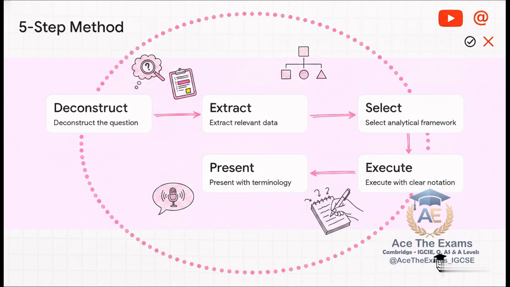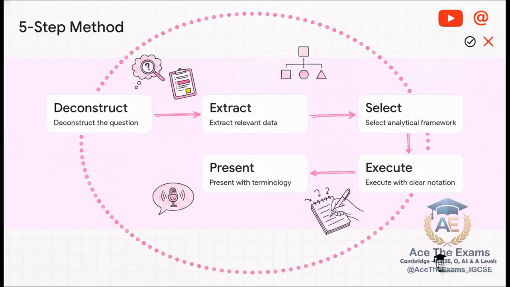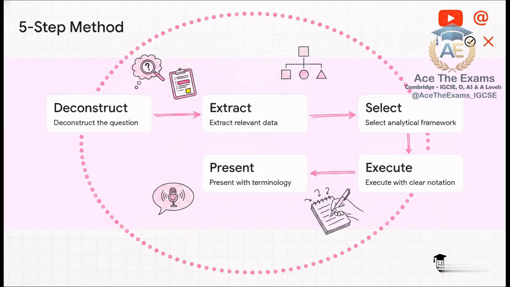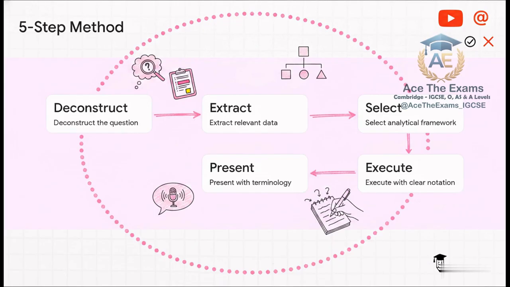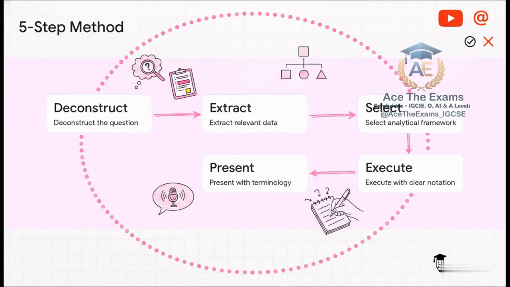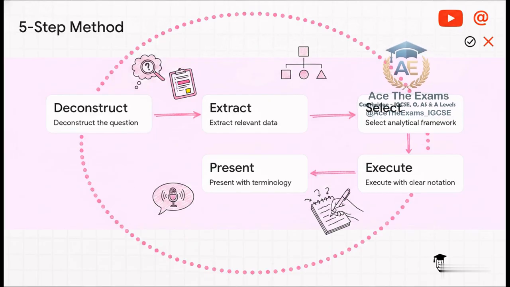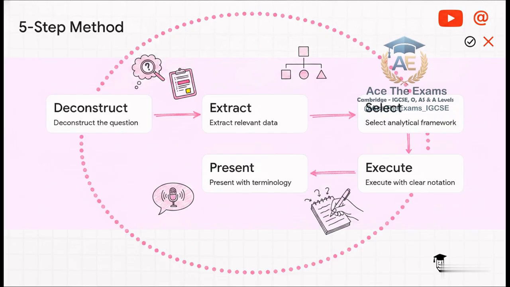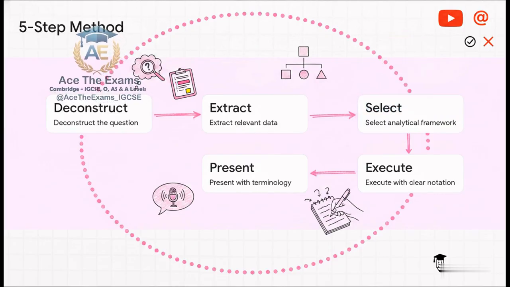First, we deconstruct. The question wants a specific method of validation. Second, we extract the data. We see it needs 2 letters, 4 numbers. Third, we select our framework. We identify that we need a format check. Fourth, we execute. Implement a format check or picture check. Finally, we present with terminology. The format check will enforce a strict input mask of LLNNNN, ensuring the specific character types perfectly match the required data dictionary specifications. Boom! Suddenly, Alex's red pen marks transform into big, beautiful green check marks.